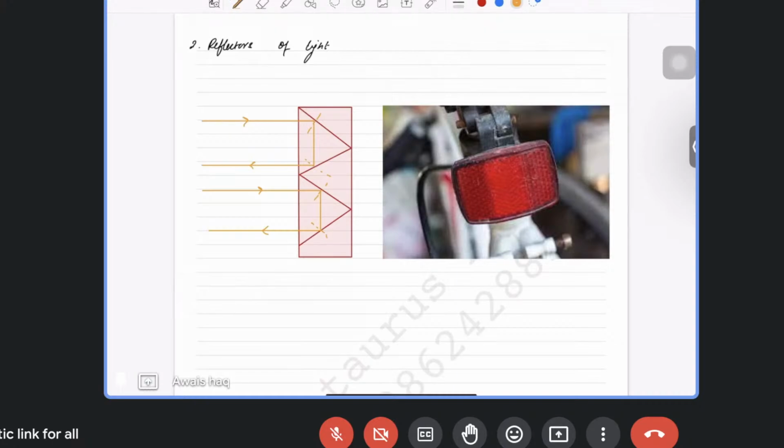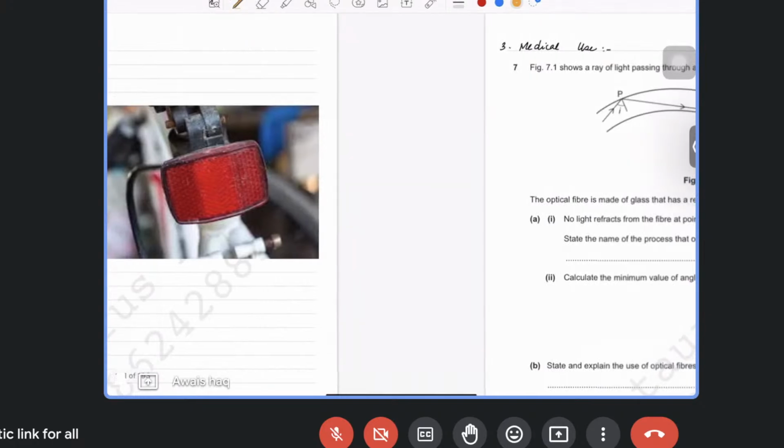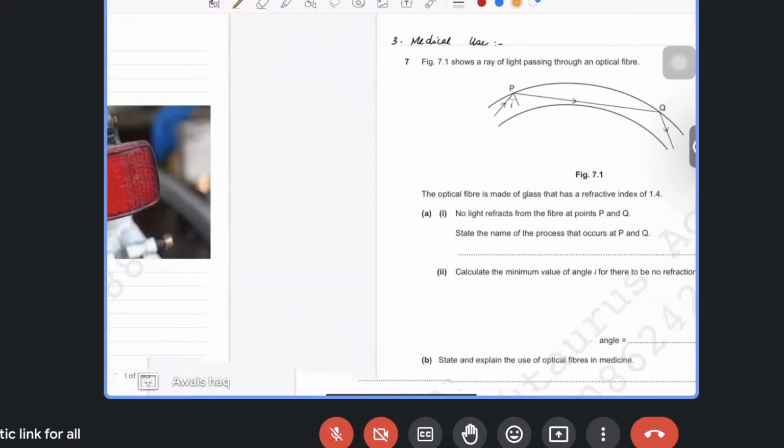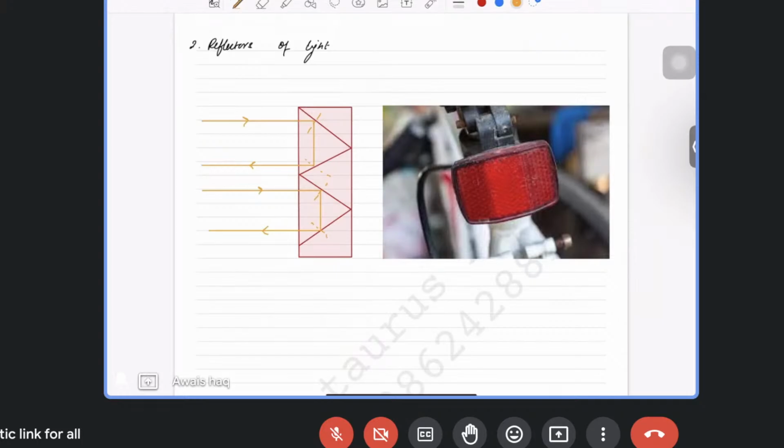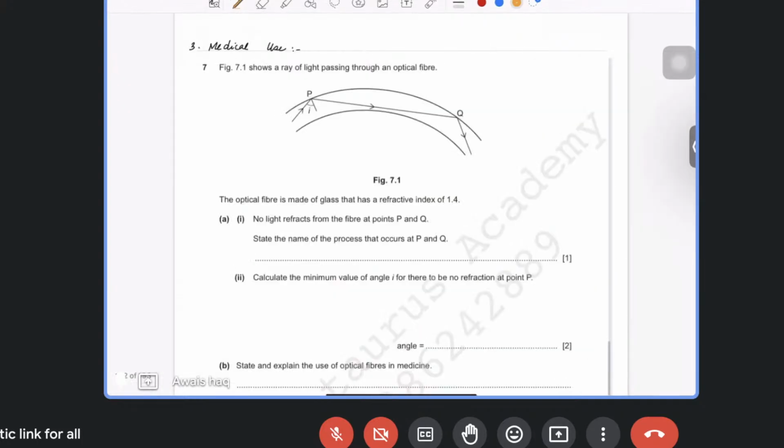All right. Is it clear, everyone? Any questions? Okay, then optical fibers can also be used in medical use, and generally they will have a specific question about it, but we're gonna do it one by one.